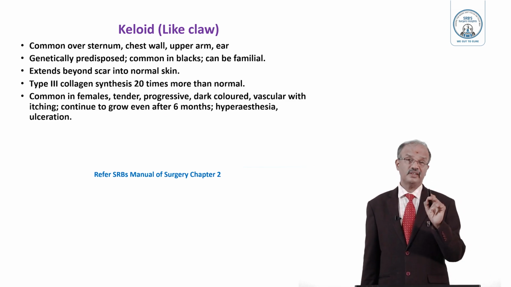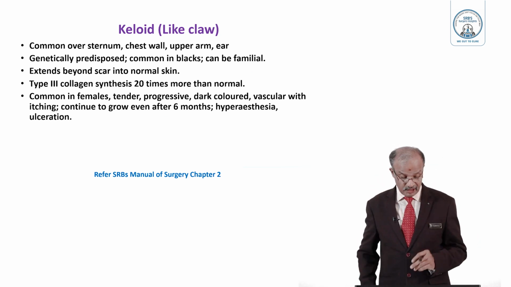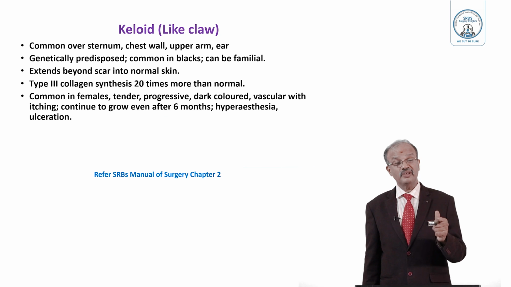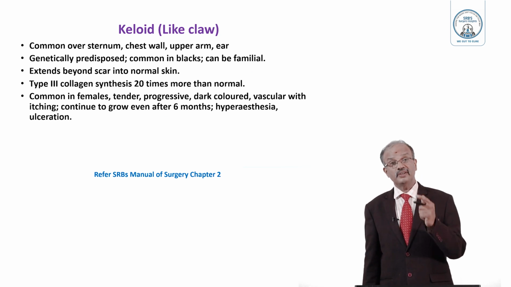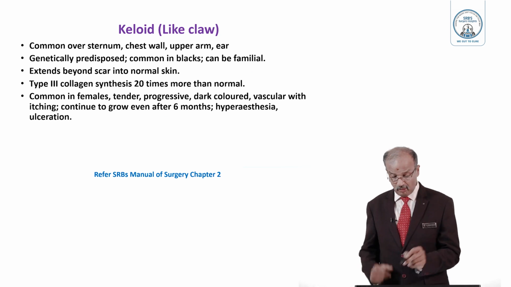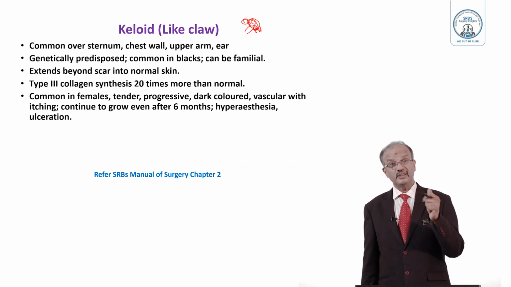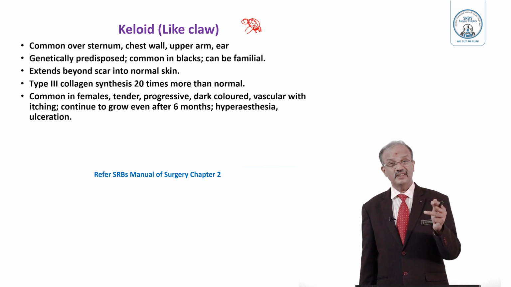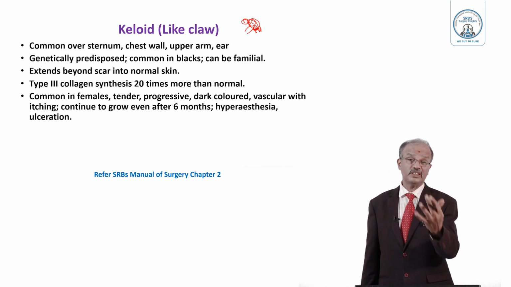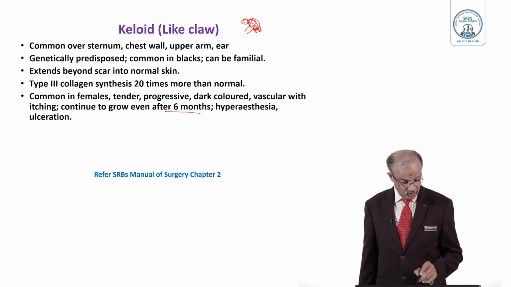These are common locations, mainly sternum, chest wall, upper arm, ear. These are 4 very common areas. It is often familial, genetically predisposed. It is common in blacks, remember, and extends beyond the normal skin. If this is the scar, it extends beyond the normal skin here. It is vascular, painful, tender, itching is there. It is progressive beyond 6 months, whereas hypertrophic scar does not progress beyond 6 months. So progression beyond 6 months is very important.